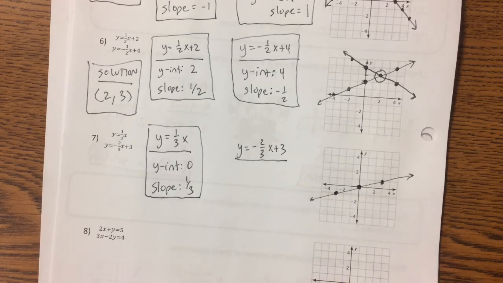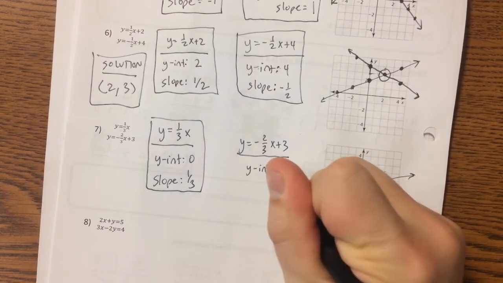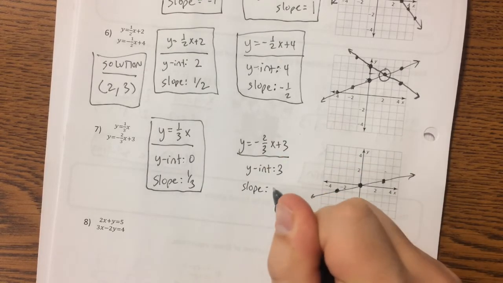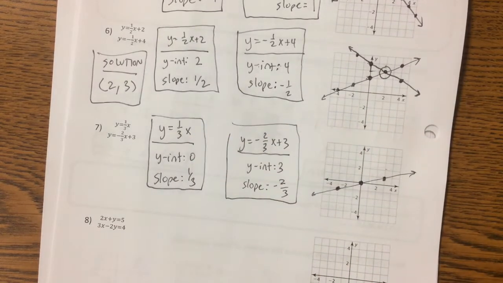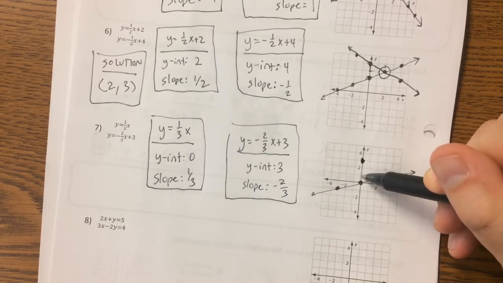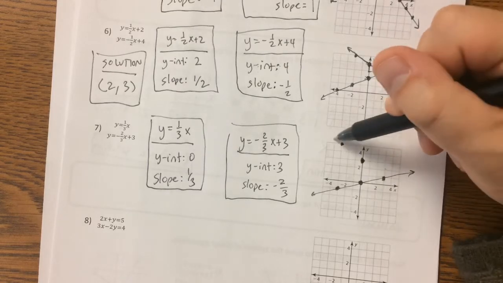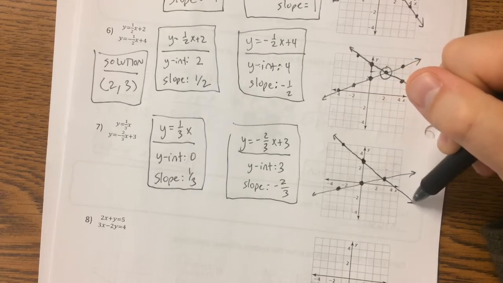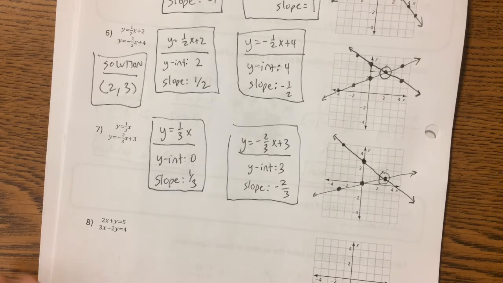For this one, the y-intercept is 3. And the slope is -2/3. So I'll start up here at 3. I go down 2 over 3, down 2 over 3, and continue it backwards. So you can see where the solution is going to be. So what's the solution to this system? 3, 1. Yeah.